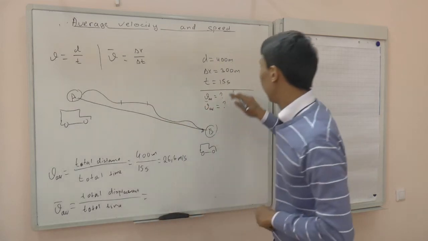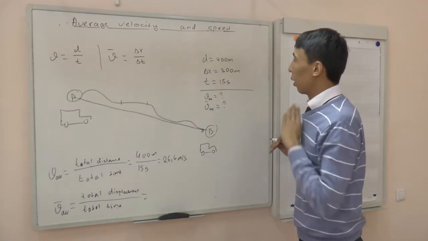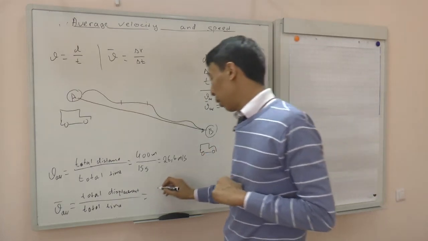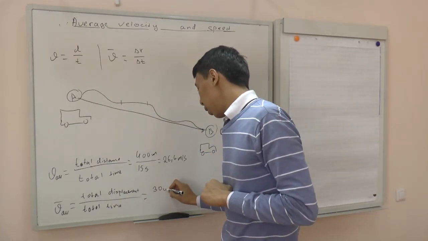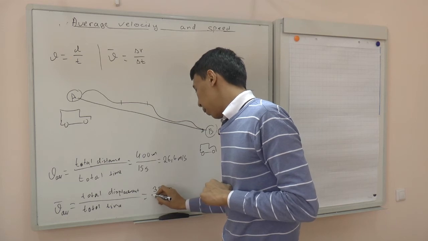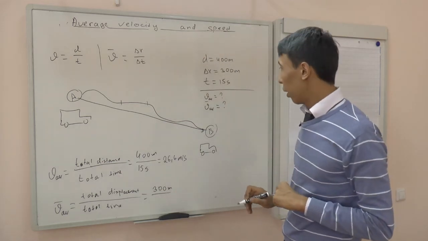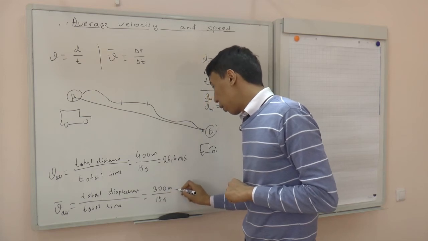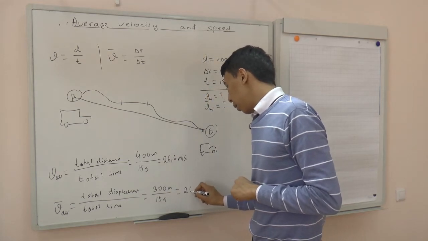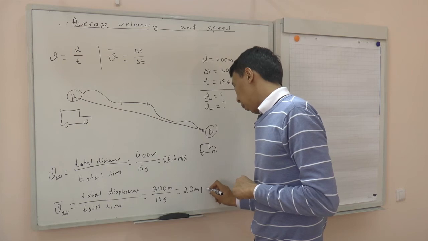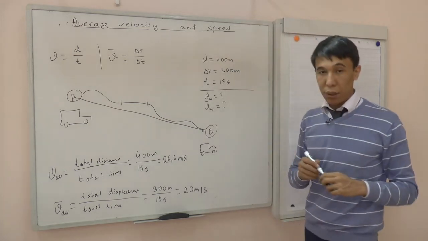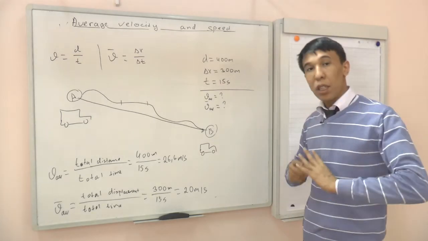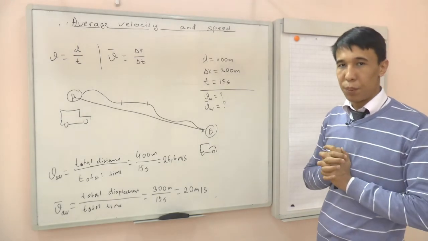So, as you can see, our total displacement was 300 meters, divided by 15 seconds. In total, we'll have 20 meters per second. Did you see the difference between them? But actually this is just an example.